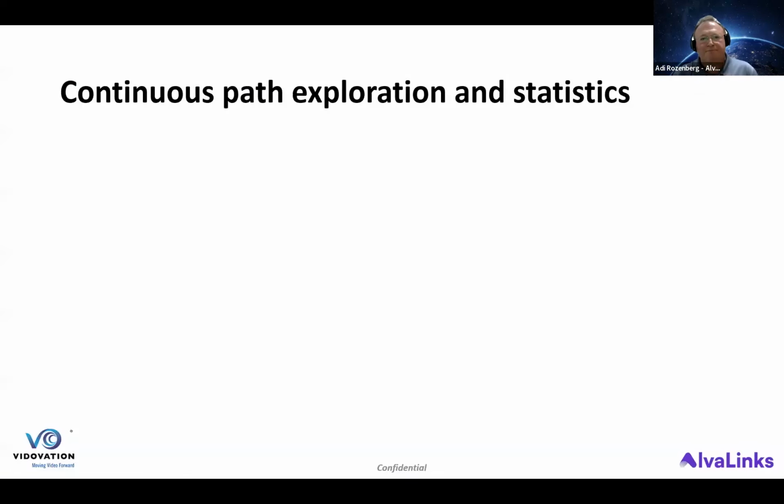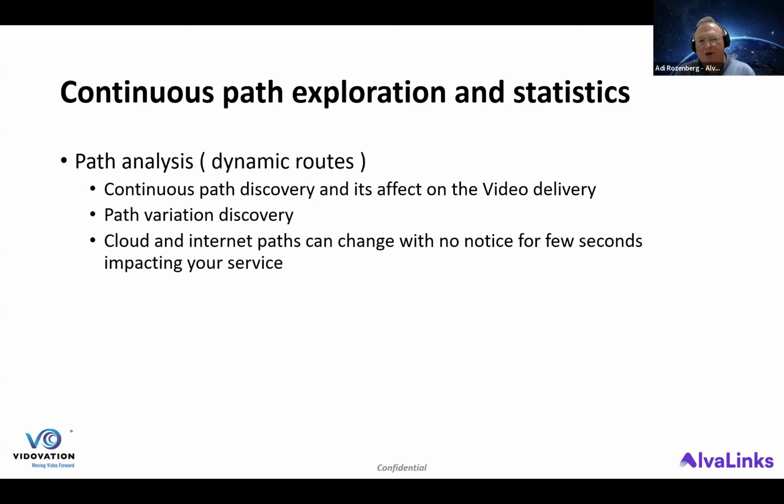So, continuous path exploration. When you deploy an Alvalinks agent, it will start to discover the path. It will look for all the available options to reach from point A to point B, all the available mediums, whether it's LAN, WAN, satellite, whatever is available, and continuously try to discover that. People might know traceroute. This is like running traceroute, but on steroids.